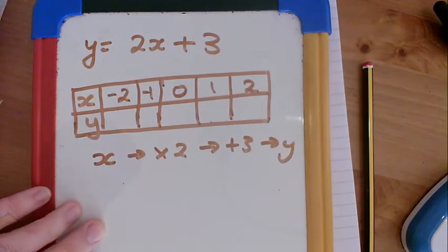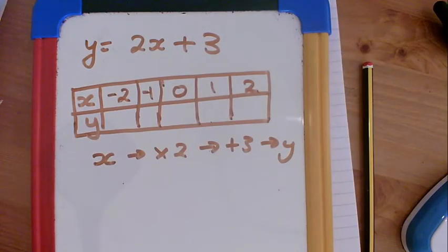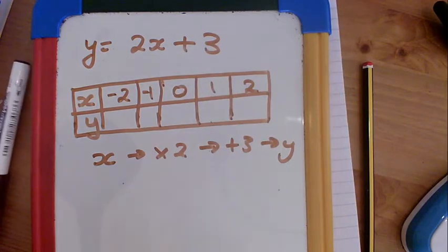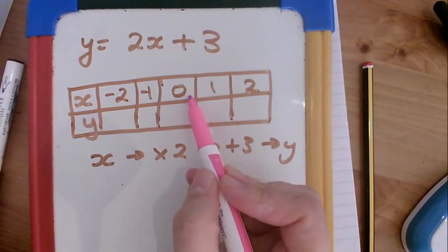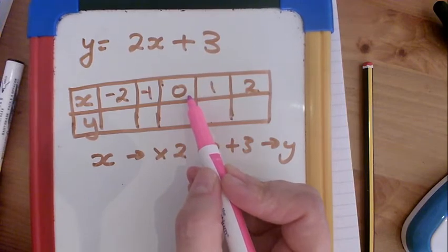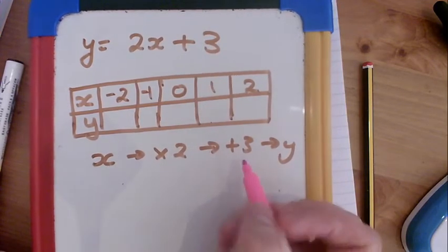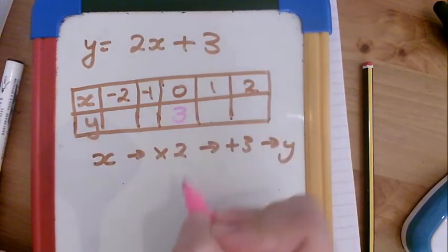Now here's a little tip for you. Because this is a straight line graph, it's going to follow a pattern. Negative numbers are trickier than positive numbers. So let's go and do the positive numbers first. Let's start with the easiest one. Let's try 0. What happens when we double 0? We still get 0. And then we add 3, we get 3.